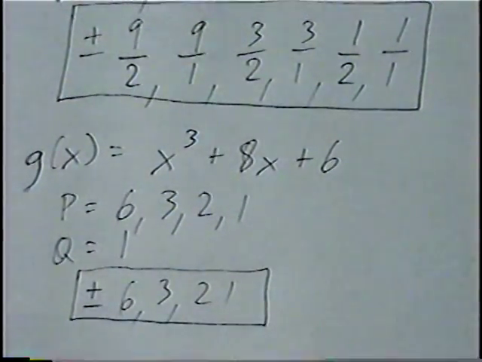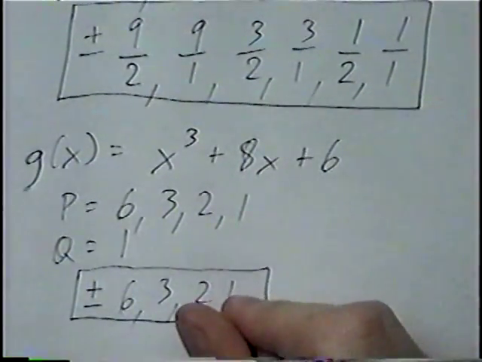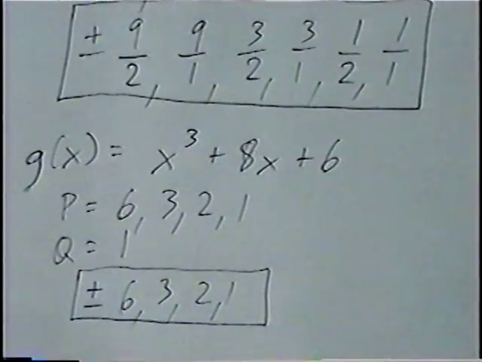And again, these could be positive or negative. So we'll have positive 6, positive 3, positive 2, positive 1, but we also could have negative 6, negative 3, negative 2, and negative 1.